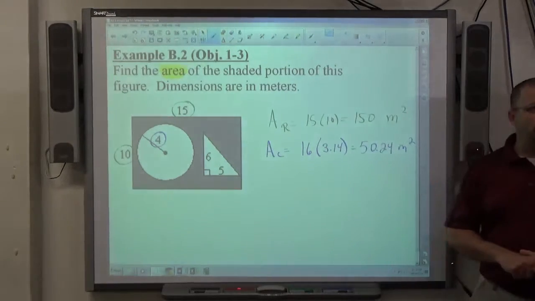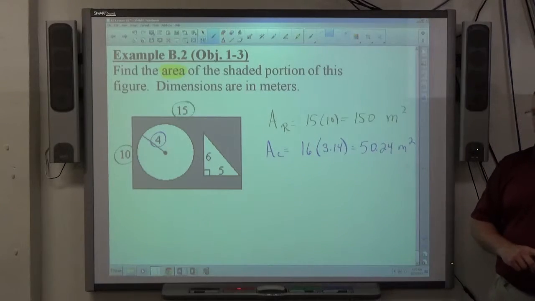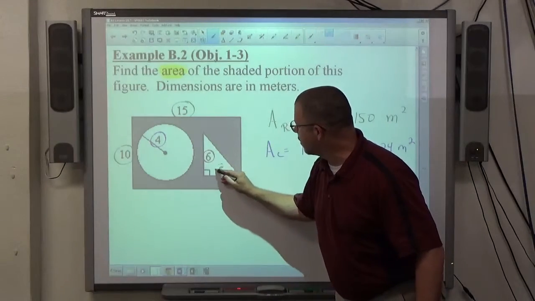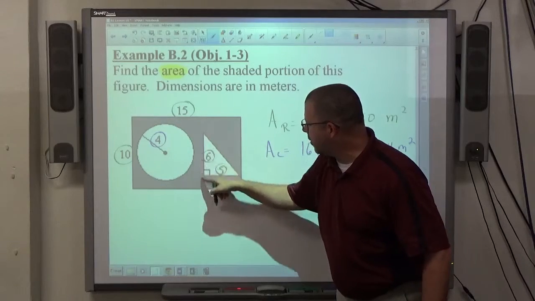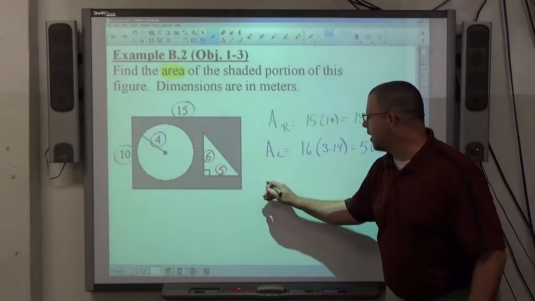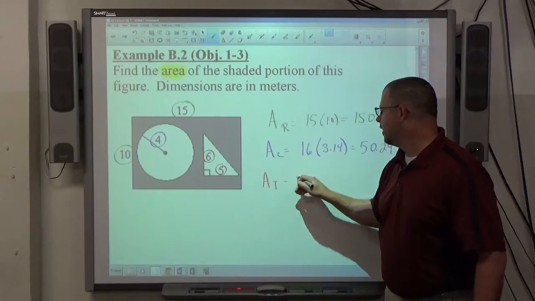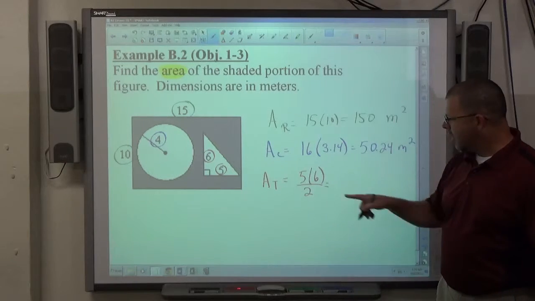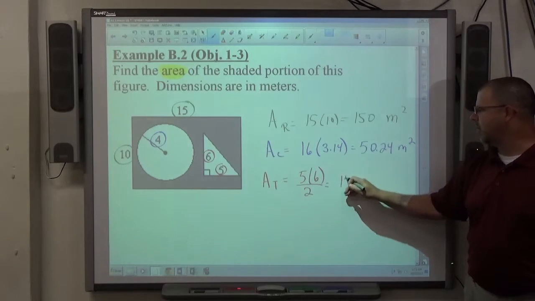Let's go with Emily. Do you remember the area formula for a triangle? Base times height divided by 2. Perfect. Base times height divided by 2. So the dimensions of importance to us in a triangle are the base of the triangle and the perpendicular height, which we can see are perpendicular to one another. And we're supposed to divide that by 2. So the area of the triangle is going to be 5 times 6 divided by 2. That's 30 over 2, which is 15 meters squared.